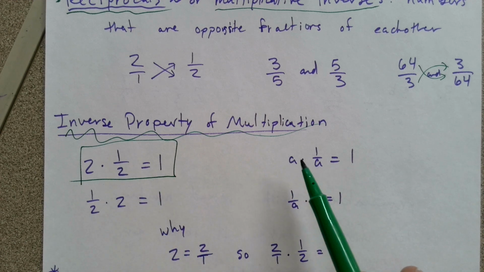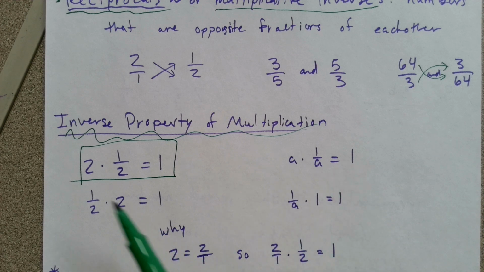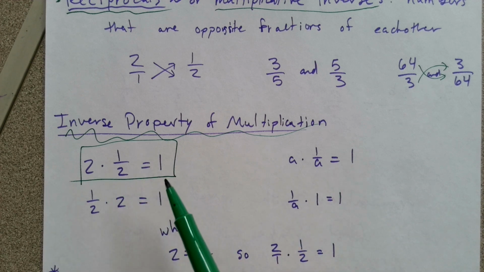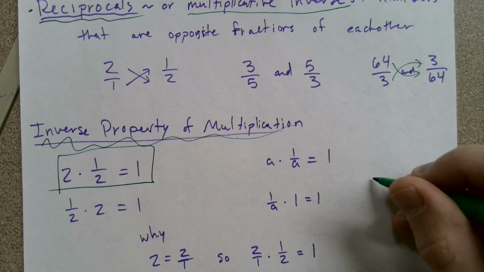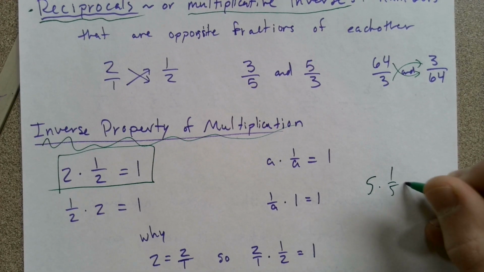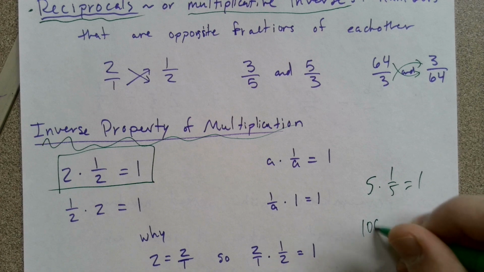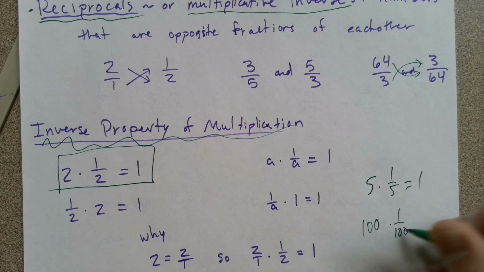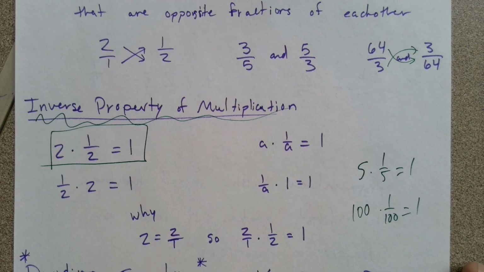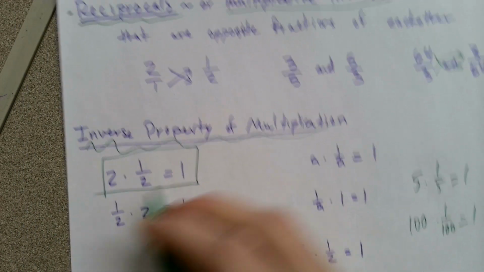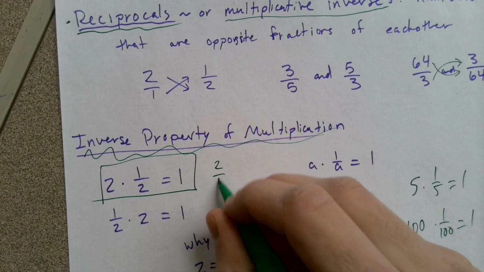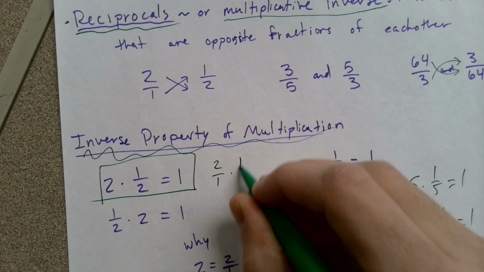For example, a times 1 over a equals 1. 2 times 1 over 2 equals 1. If I had 5 times 1 over 5 equals 1. 100 times 1 over 100 equals 1. I can show you why this is. For example, for this one right here, 2 is the same as 2 over 1 times 1 over 2.